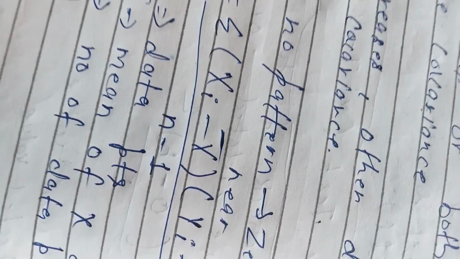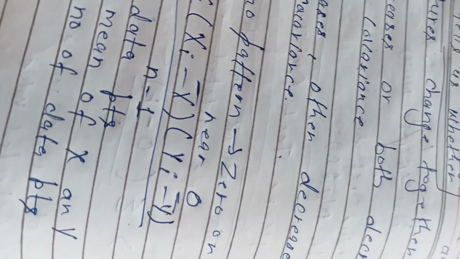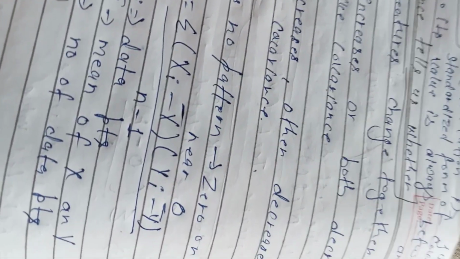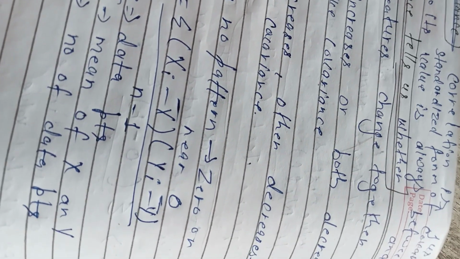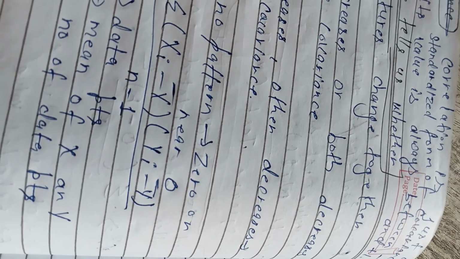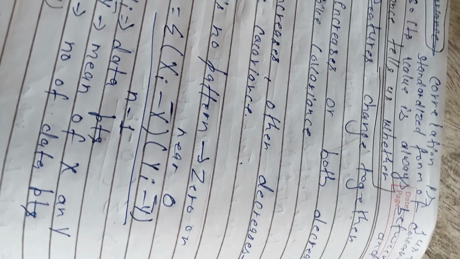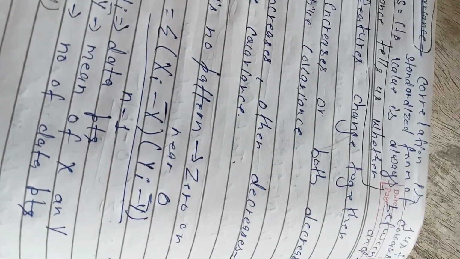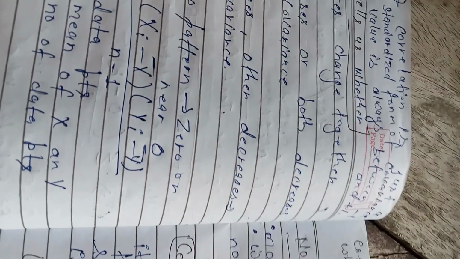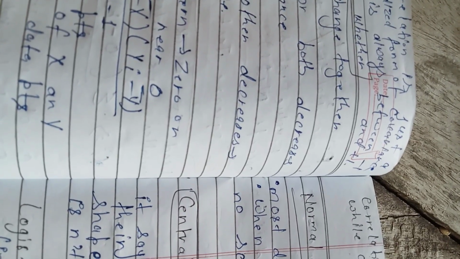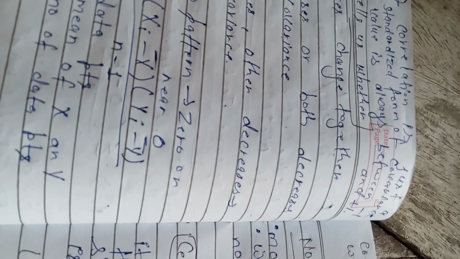Covariance tells us whether two features change together. Like if you have ever noticed, when we are traveling in a car and the car speed increases, then our fuel decreases. So it's a negative covariance.